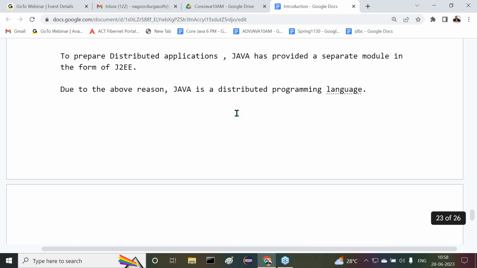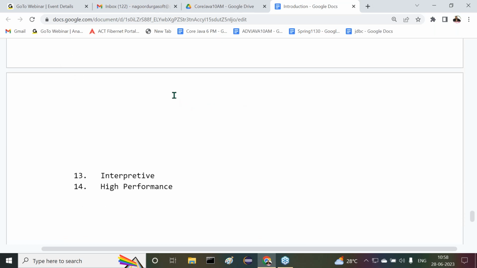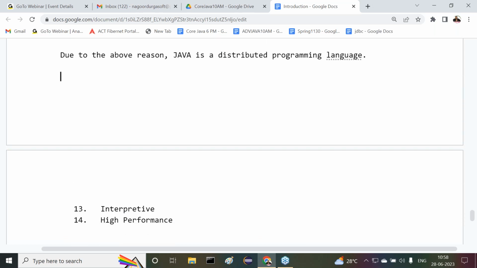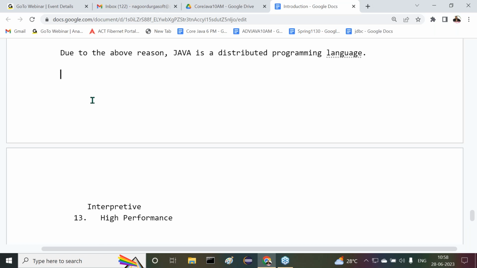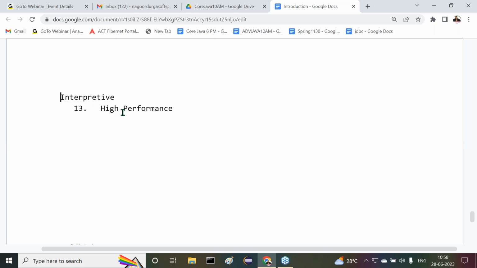After completion of the distributed programming language, understand what comes next. The next one I'm telling you is the interpretive programming language. Observe carefully now.